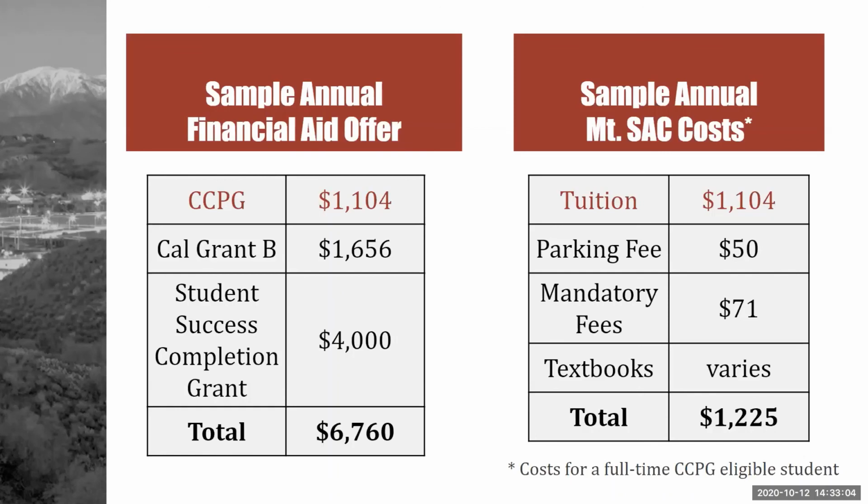Notice how in this example, the student is receiving $6,760 of free financial aid money. This amount is much greater than the total costs which the student plans to pay. In this example, the student would receive a refund and can then use those funds to pay toward textbooks, transportation costs like gas, and even living expenses.